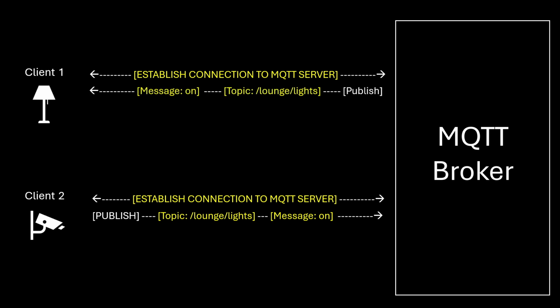The MQTT broker is going to receive this message and relay it back to client 1, where it's going to receive topic lounge lights with the message on, and then as a result the light is going to turn on.